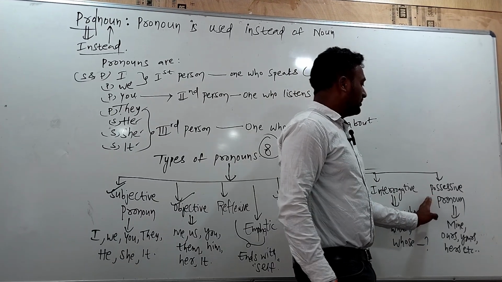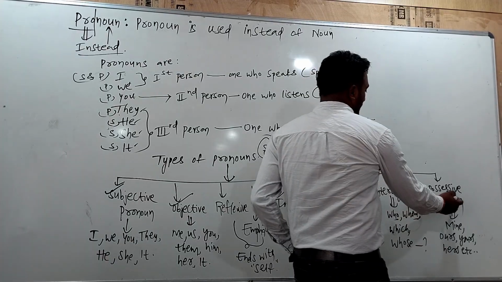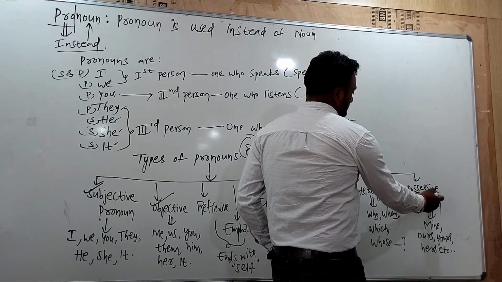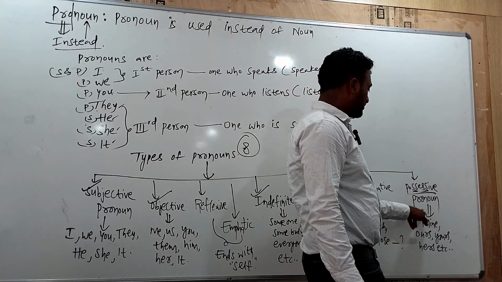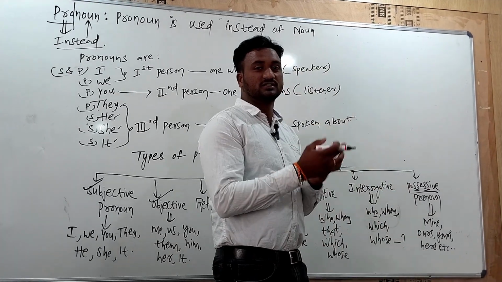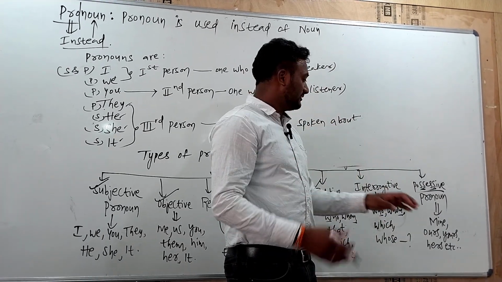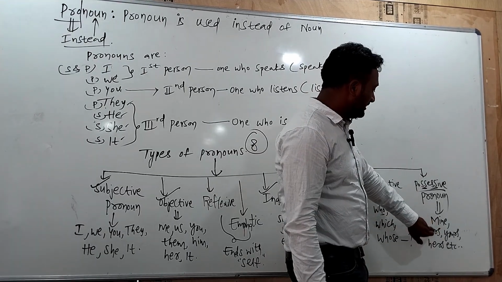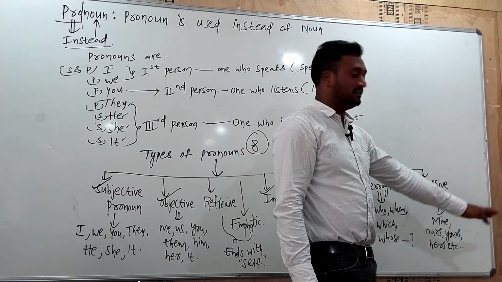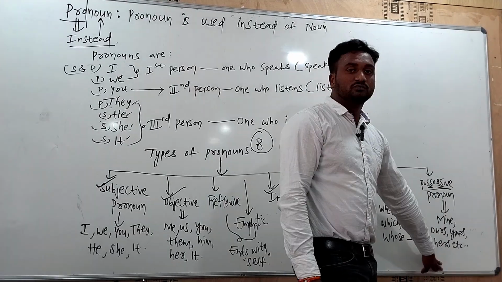And coming to the last one, possessive pronoun. Check the spelling of possessive: double S and double S. You should not write only one S. Possessive pronoun indicates ownership over a person or thing. So here, that car is mine. Whatever it is, mine, ours, yours, hers, its, are said to be possessive pronouns.